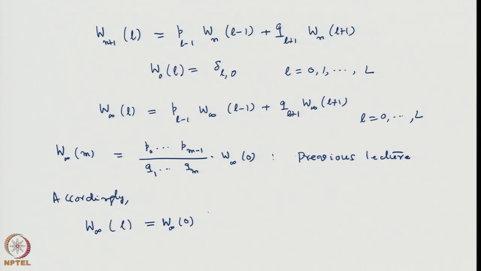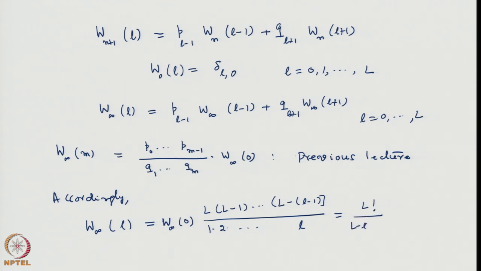W_infinity(0) into L into (L minus 1) etc. divided by 1 into 2, because the denominator is proportional to L only, into L, and this is simply L factorial divided by (L minus L) factorial into W_infinity(0). So, as a result, we need to find W_infinity(0), which will just come from normalization, is obtained from the normalization.